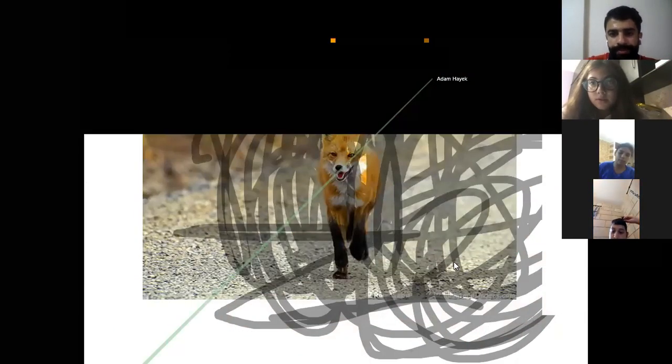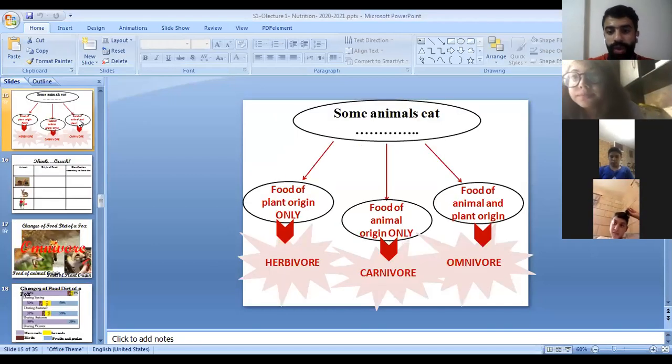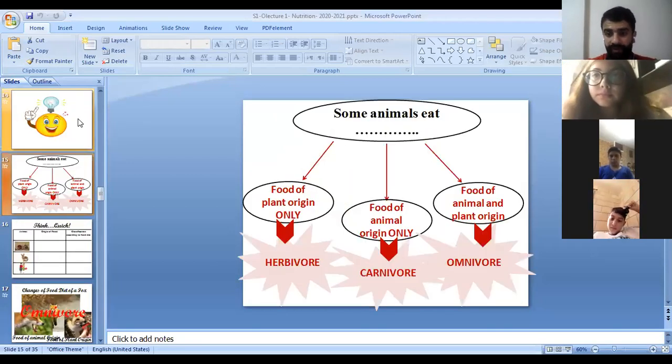Okay? So first, we have the first note: the animals that eat food of plant origin, we call them herbivore. Others that eat food of animal origin only, we call them carnivore. And those who eat food of plant and animal origin, we call them omnivore. So we humans are called omnivores.